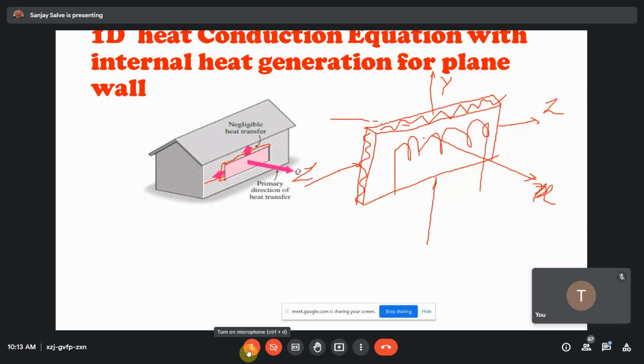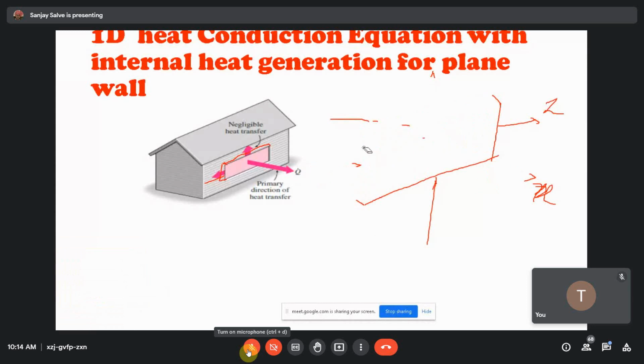Now, not only that, here internal, if one of the heaters is located inside this wall, then what happens? Internal heat generation over there, right? Now, in that case, how is the heat flowing in the x direction, positive and negative direction? That thing we have to consider in this case. So this is the best example of the one-dimensional heat conduction equation.